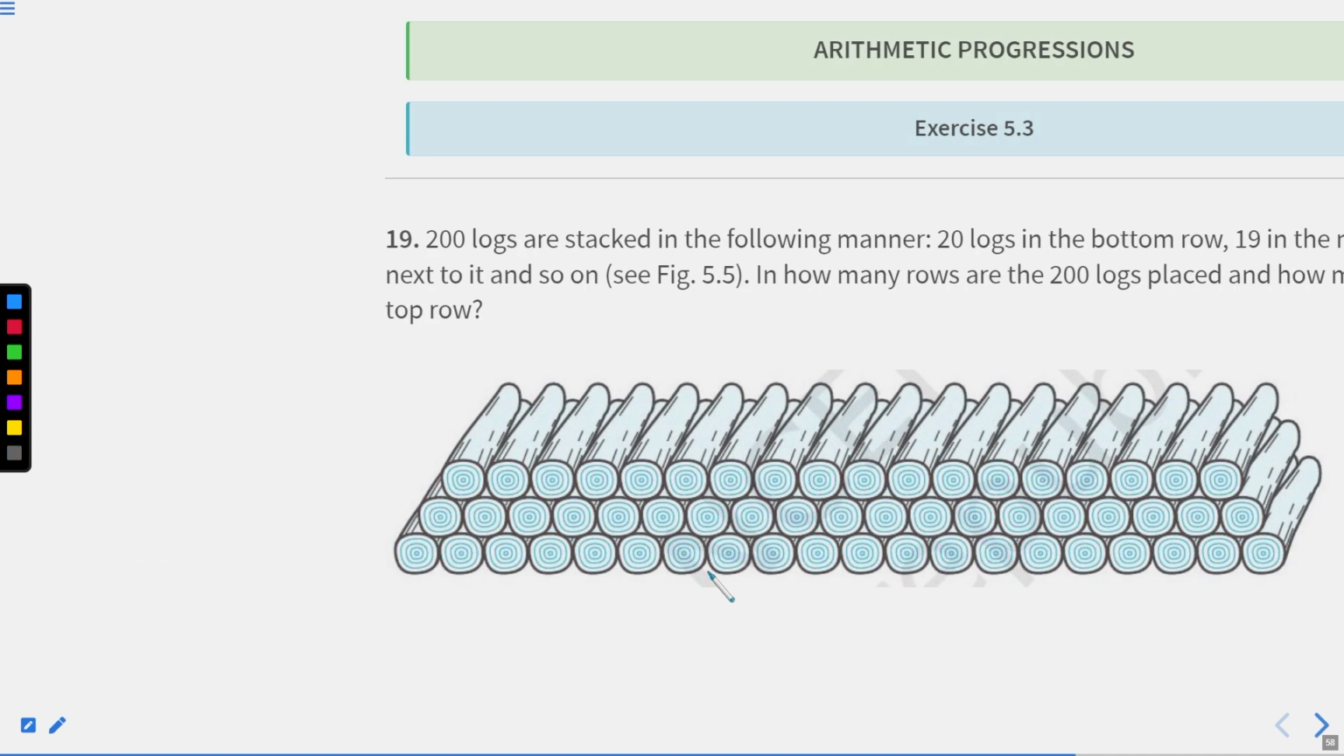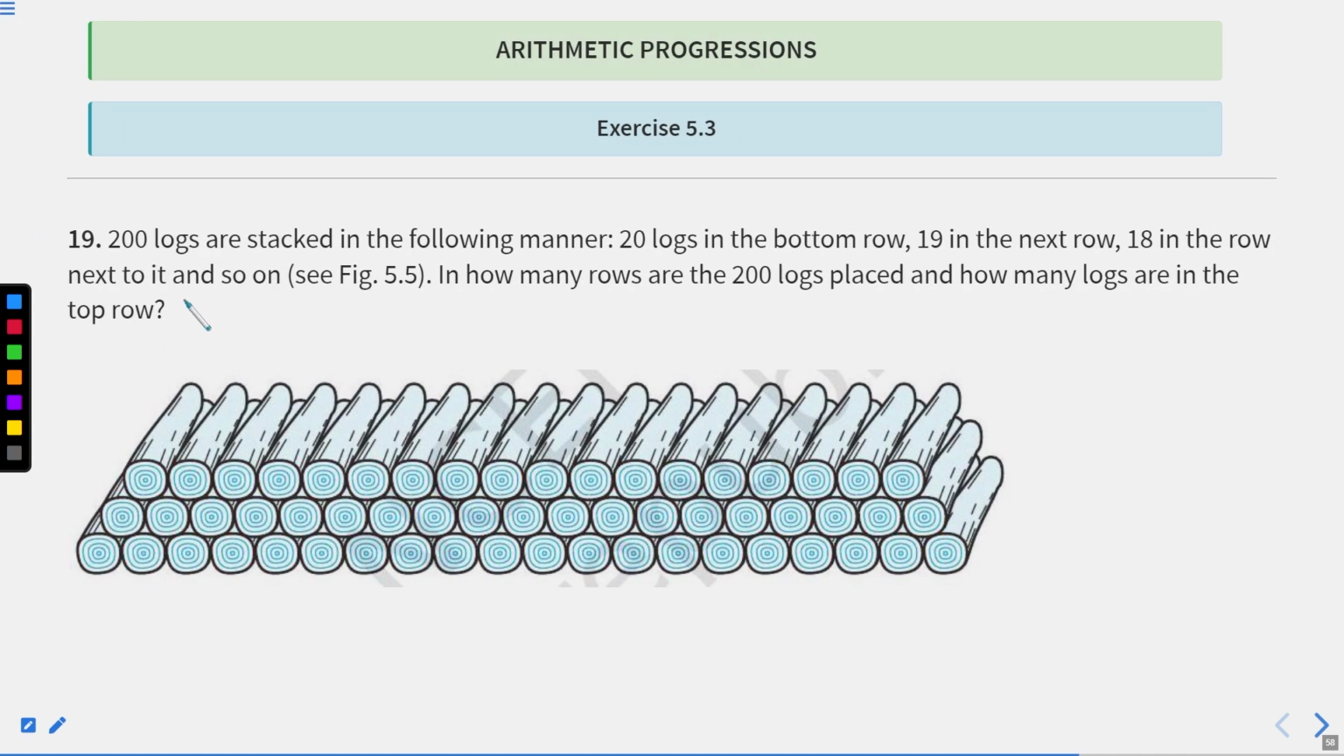Now let us move to question number 19. In this question, it is said that 200 logs are stacked in the following manner. So we have 200 logs that are stacked in this manner. 20 logs are in the bottom row, and in the next row we have 19 logs, and in the next row we have 18 logs, and so on.